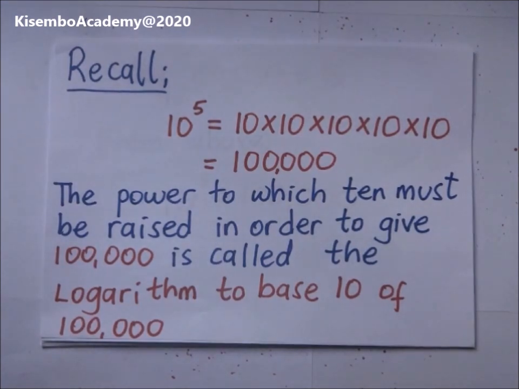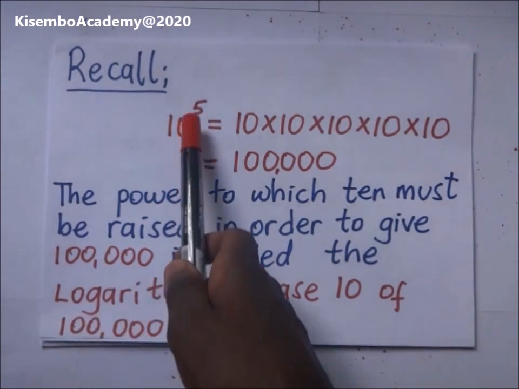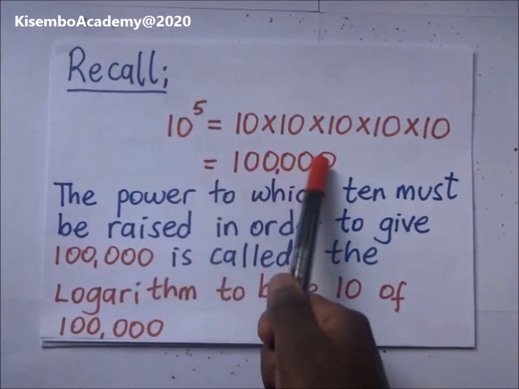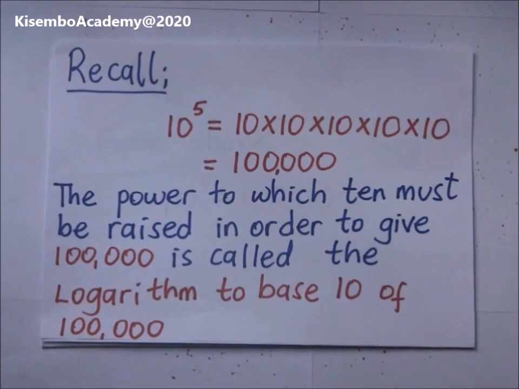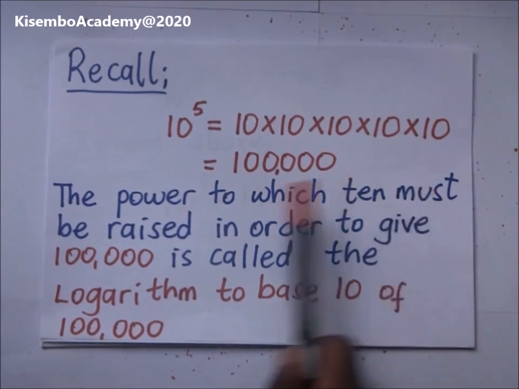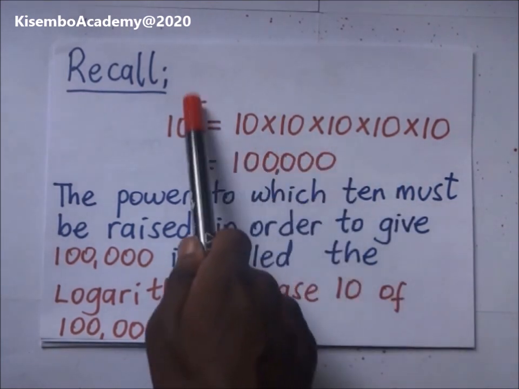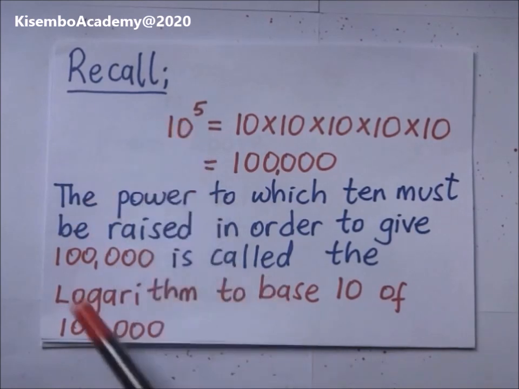Why do we say so? Because you're going to have to raise 10 to the power 5 for you to be able to get 100,000. By saying all that, I'm trying to derive the definition of logarithms. In essence, the power to which 10 must be raised in order to give 100,000 is called the logarithm to base 10 of 100,000. So it means the log of 100,000 is going to be 5 base 10, and that is the definition right on your screen.